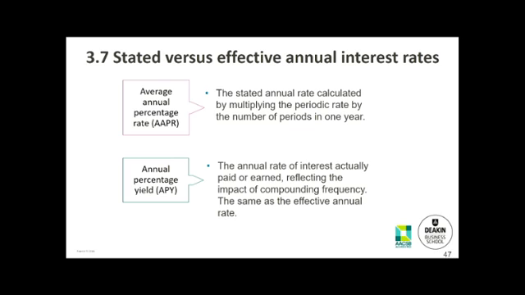But in, for example, UK, we name this the annual percentage rate, APR. They are the same, okay? So APR is the stated annual rate calculated by multiplying the periodic rate by the number of periods in one year. If we only have one period, it's APR. So in most cases, APR and the stated annual rate roughly share the same concept.